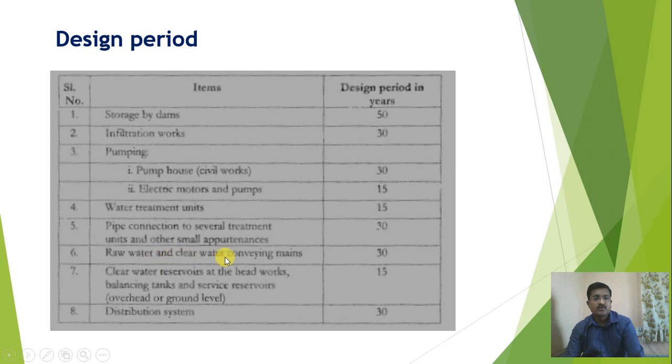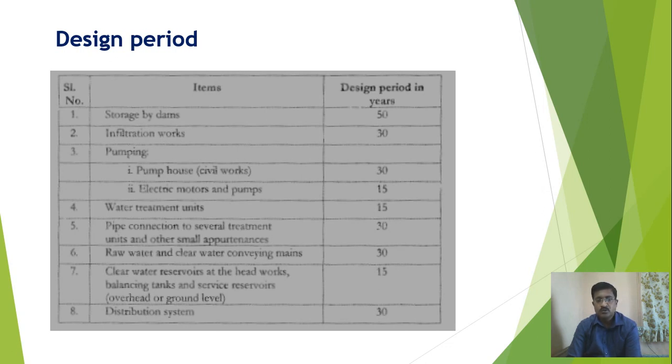Raw water and clear water conveying mains, 30 years. Clear water reservoirs at the headworks, balancing and service reservoirs, overhead and ground level, 15 years. Distribution system, 30 years. So likewise, when you are designing the water supply scheme, you will also have to go through the various parameters to design it.